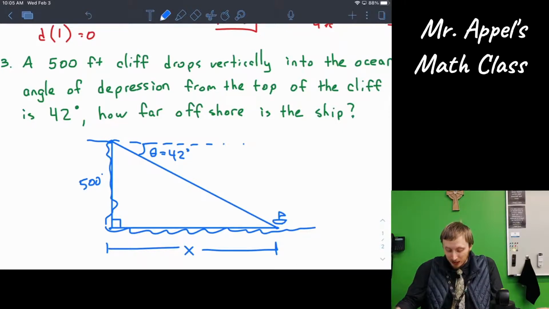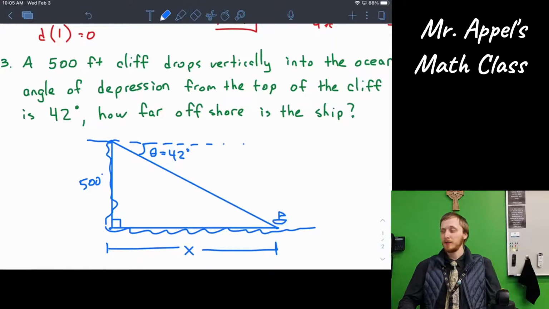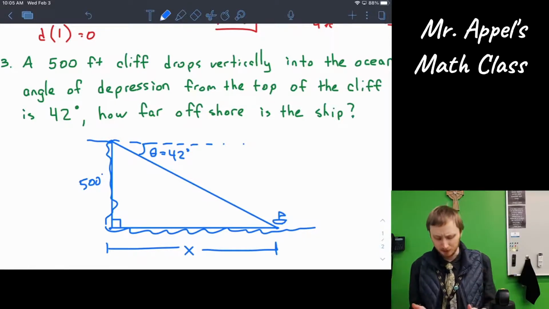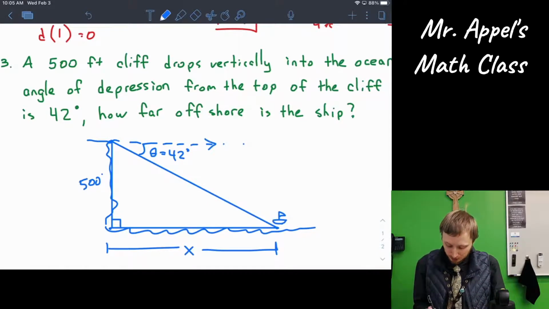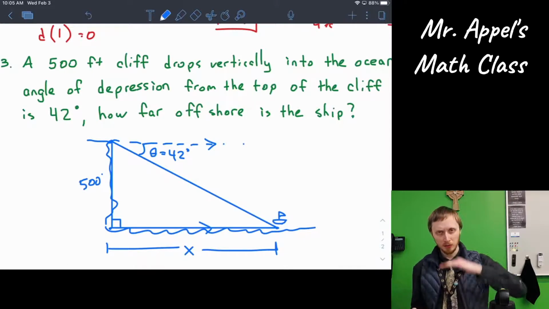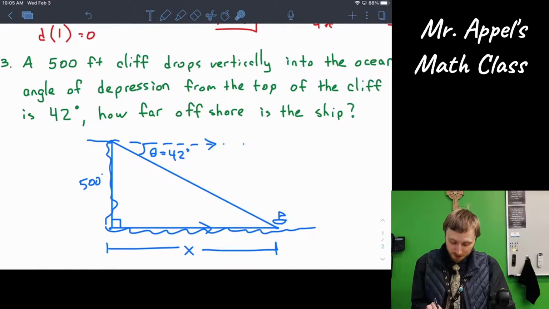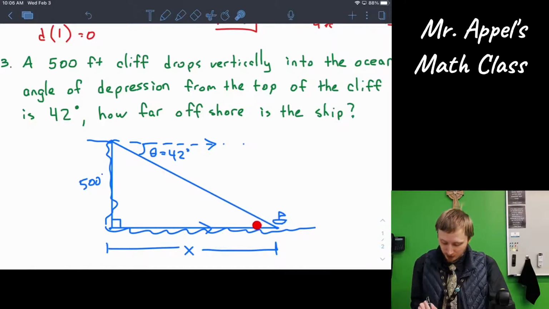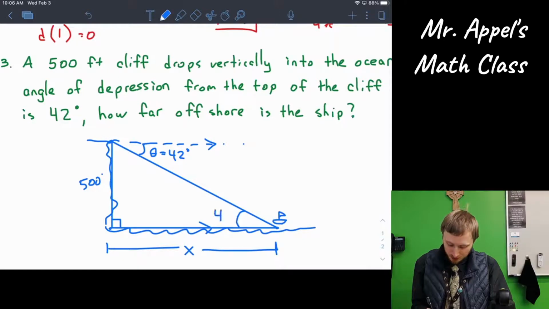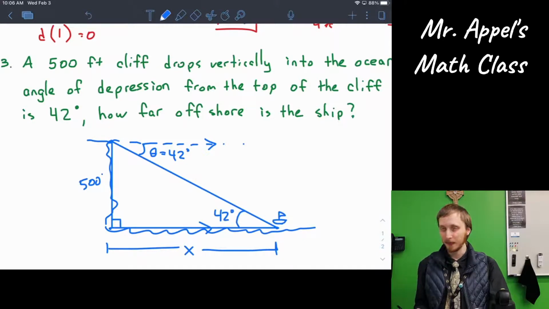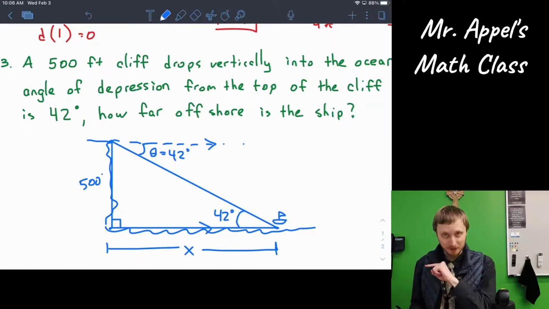Wait a minute, that's not inside the triangle. Shoot. Mr. Apple, what are we supposed to do now? Have you forgotten your geometry already? These are parallel lines. The horizon and the ocean are parallel, which means this angle and that angle are alternate interior angles, so this is also 42 degrees. Now it's inside the triangle.